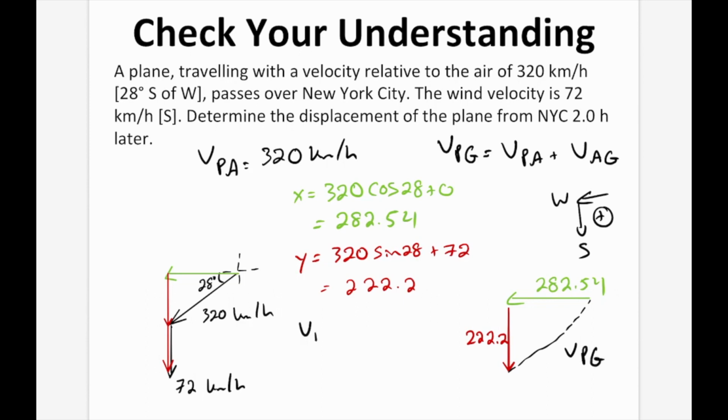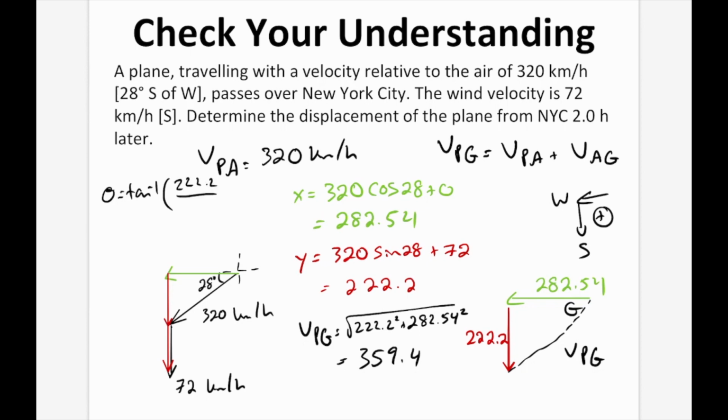So the velocity of the plane relative to the ground is going to equal the square root of 222.2 squared plus 282.54 squared. And that equals 359.4. We need an angle. So theta is going to equal tan inverse of opposite, which is 222.2, divided by 282.54. And theta is going to equal 38.2 degrees.